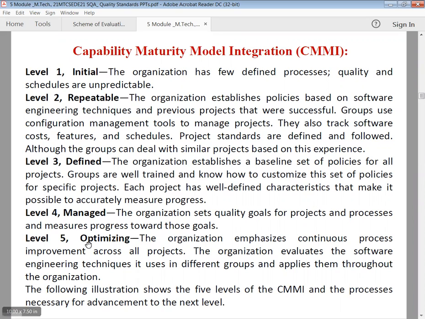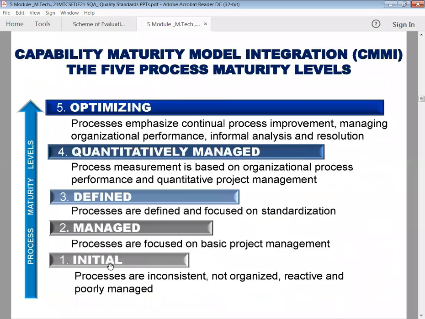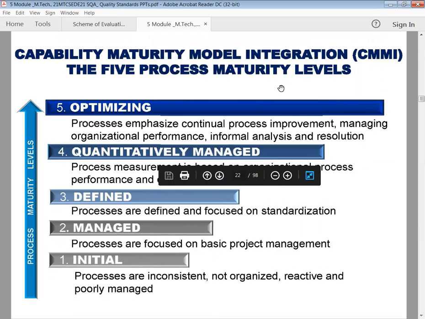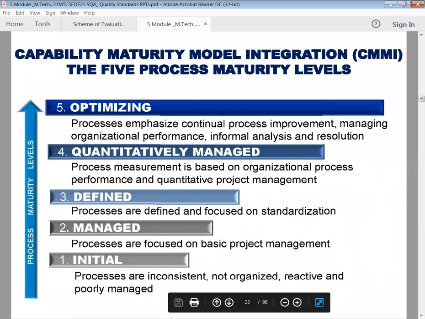And automatically it improves the software project development. So based on the CMMI model, the Capability Maturity Model Integration, the 5 process maturity levels are clearly stated. So we have process maturity and levels. The levels are: initial, second one managed, third one defined, fourth one quantitatively managed, fifth one optimizing.